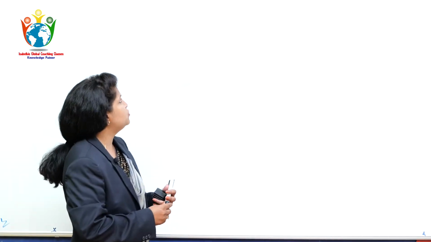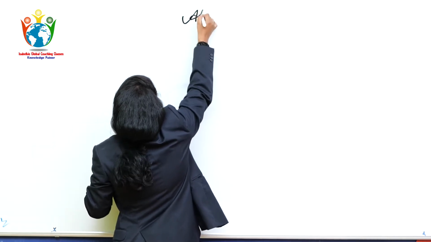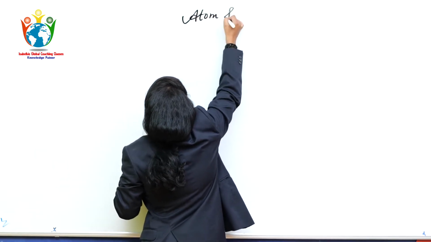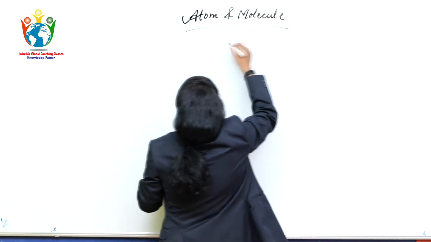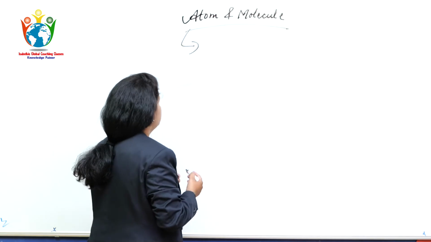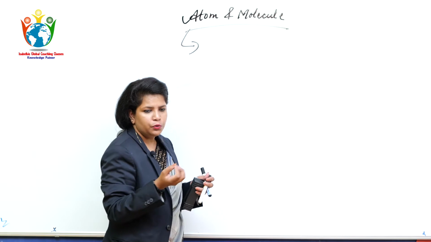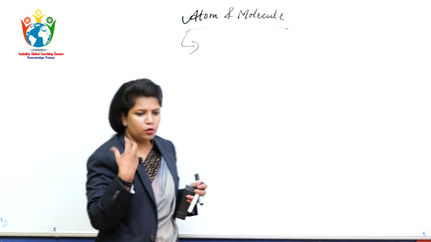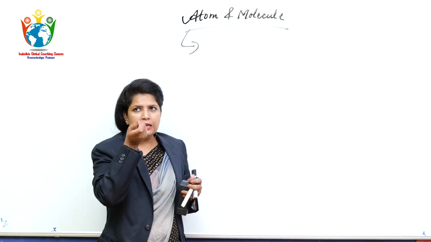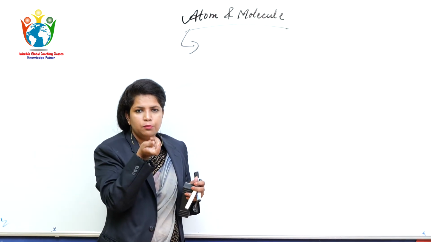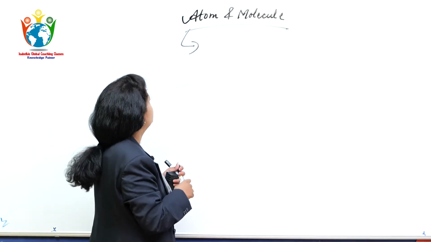Okay, today in chemistry we want to study the third chapter, that is atoms and molecules. First, what I would like to explain about the atom is the smallest unit of a particle. If you have a chalk in your hand, and you break it into n number of pieces, the thing you get last is your atom. The smallest unit of a particle is known as atom.